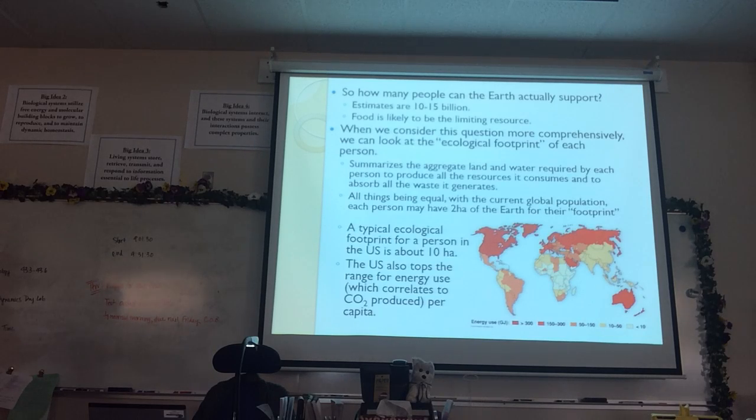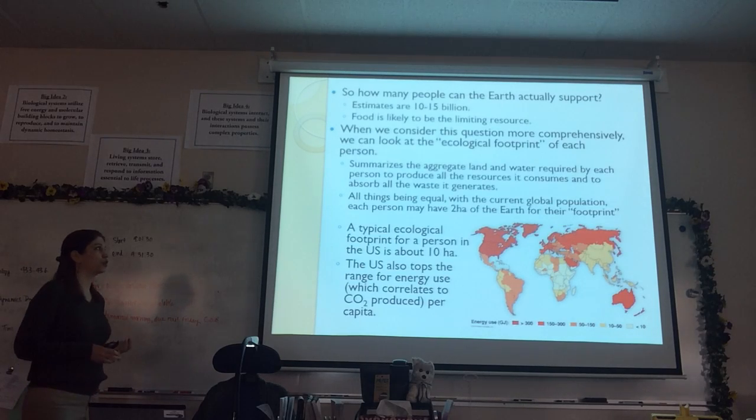And so when we look at this question of Earth's population, we can look at it more comprehensively and call it the ecological footprint of each person. That term summarizes the amount of land and water required by each person to produce all the resources that you consume and to absorb all of the waste that that person generates. All things being equal, with our current population, each person can have 2 hectares of Earth for their footprint.